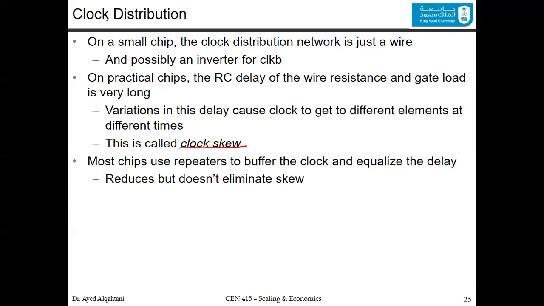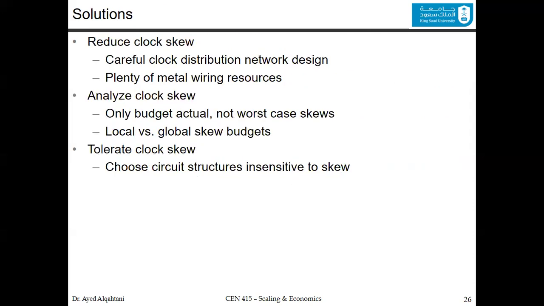We still need to distribute the clock efficiently. So most chips use repeaters to buffer the clock and equalize the delay. It reduces but doesn't eliminate the skew. What are the solutions? We can reduce the clock skew by carefully designing the clock distribution network, and that's what we are going to do, with plenty of metal wiring resources. We analyze the clock skew, budgeting only actual, not worst case skews. It's local versus global skew budgets. The other method is tolerating the clock skew: choose circuit structures insensitive to skew. For example, in clocking methodology, we move to two-phase clocking to get rid of the skew. However, we still need to do the clock distribution network, and this is what we are going to talk about next.